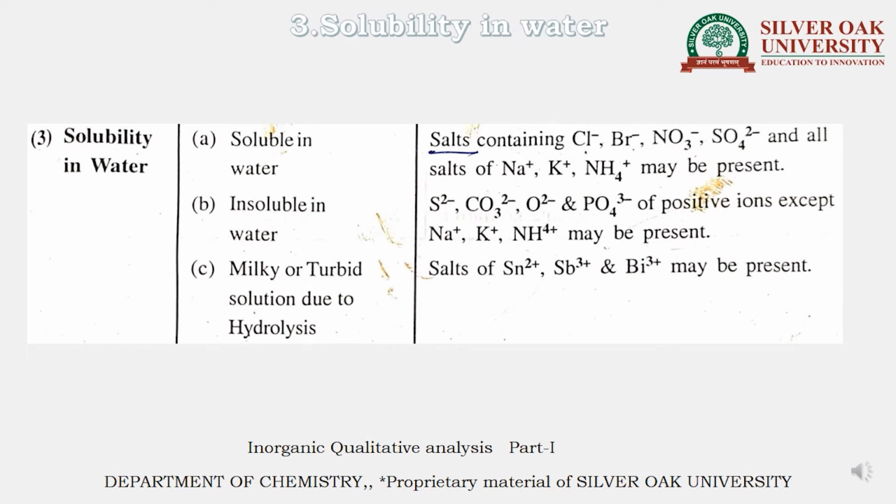Now our third preliminary test is to check the solubility in water. It is a very simple method. You have to take a test tube, take a little amount of your salt, add distilled water, and check whether it is soluble or insoluble. If it is soluble, then chloride, bromide, nitrate may be present. If it is insoluble, then sulfide, carbonate may be present, and positive ions like sodium, potassium may be present. And if it turns into a milky or turbid solution, that is, partially soluble, then salts of stannous and bismuth may be present. I will show you in the video.